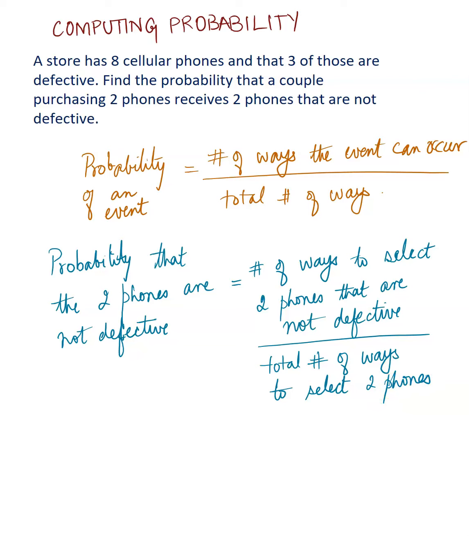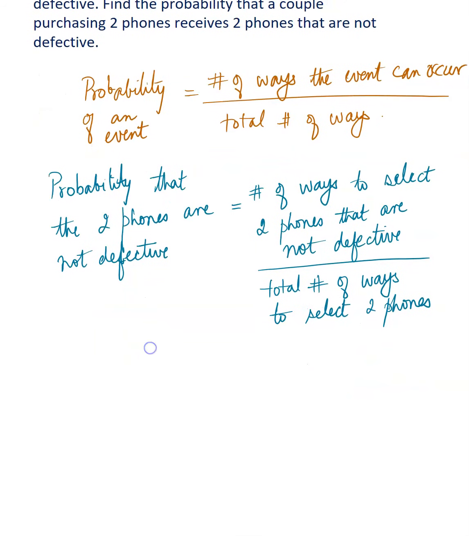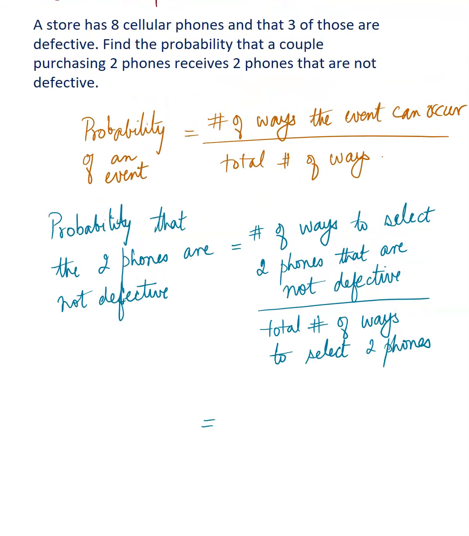That makes sense because the total number of ways to select 2 phones does not indicate whether they are defective or not defective. It's just the ways to select 2 phones. Okay. So if you think about this, the number of ways would mean I'm selecting 2 out of the 8 phones, right?